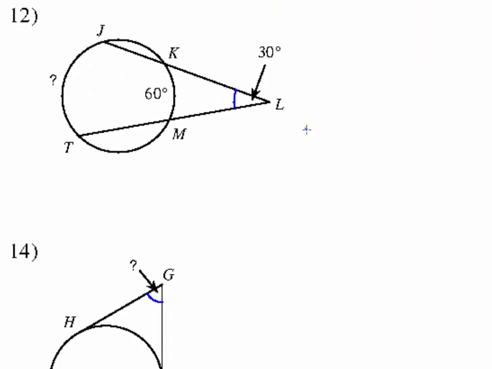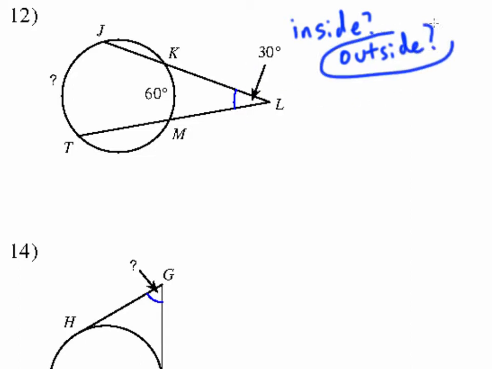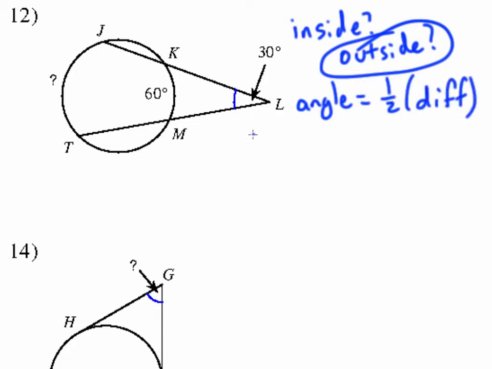Okay, taking a look here. Again, this is not a central angle. This is not an inscribed angle. We have to ask ourselves, is this angle inside, where it's half of the sum, or is it on the outside, where it's half of the difference? And again, we see this is on the outside, so we can use half the difference. So the angle is half of the difference, not the sum.